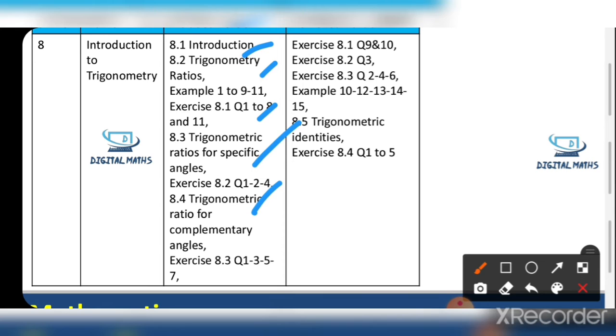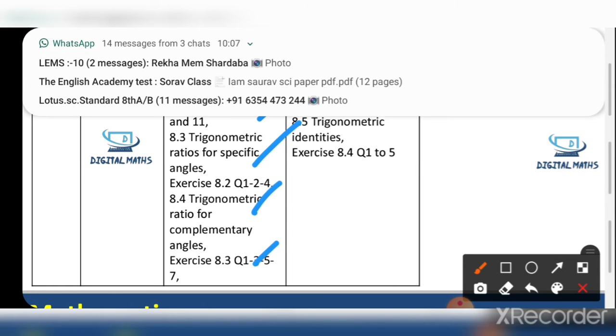Exercise 8.3, questions 1, 3, 5 and 7. Which is the removed portion from trigonometry? We have to see here. Exercise 8.1, questions 9 and 10. Exercise 8.2, question number 3. 8.3, questions 2, 4, 6. Examples 10, 12, 13, 14.